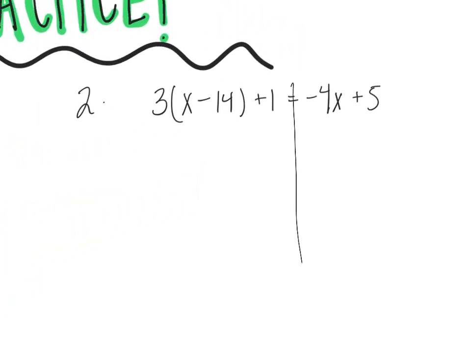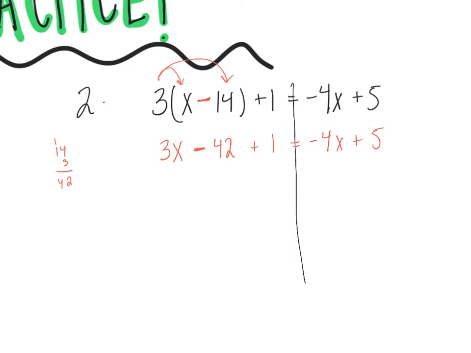First step is to draw a line through my sign. And then I'm going to start. Do I have any parentheses? Yes, I do. I can't combine anything within those parentheses, but I know that those parentheses represent multiplication, so I'm going to first distribute. Okay, so 3 times x is 3x. 3 times 14, I'm going to do it off to the side because I don't know it by heart. 42. And you'll notice they had a minus sign in between, so I keep that minus sign. And then I just have my plus 1. Equals negative 4x plus 5.